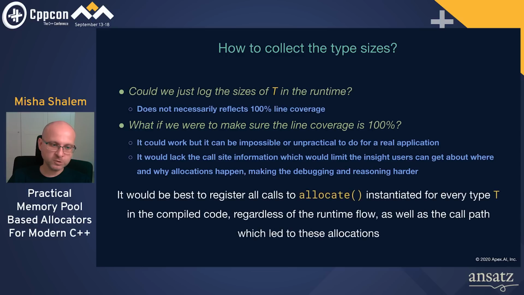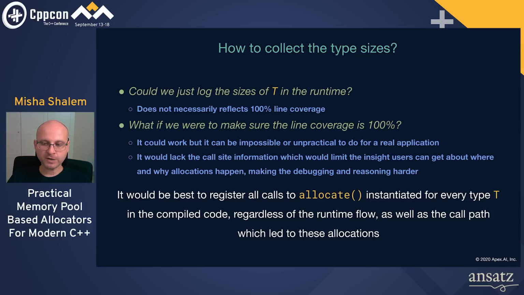So what we want to do is to register all calls to allocate in the compiled code. We want to just take our compiled code, and regardless of the runtime flow, which functions are called, which functions are maybe never called, we still want to be provably able to know all the allocation properties, sizes, and maybe alignments and so on.